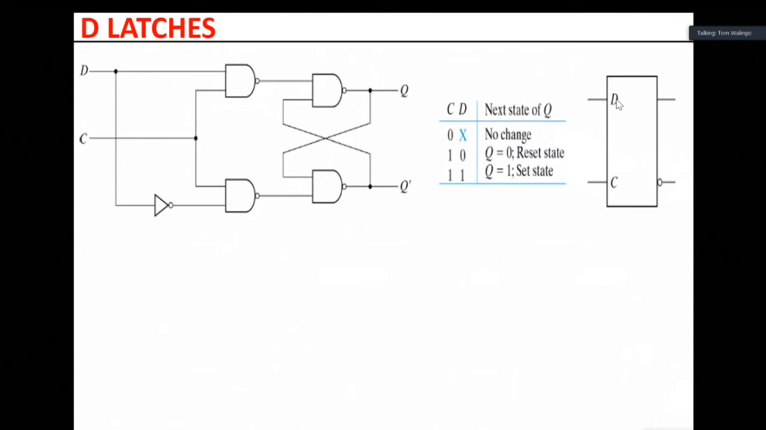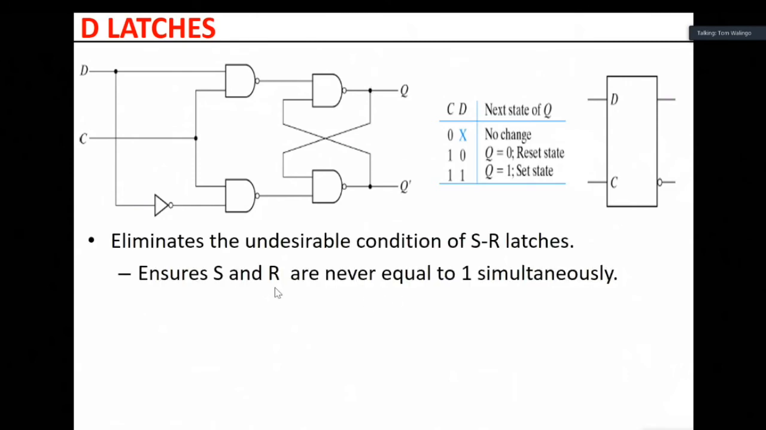That is D. That is C. It's active high. That is Q. That is Q complement. It doesn't have those problems of when they go together at 1 and all that. So we've just been improving. So the D latch eliminates the undesirable condition of SR latches. It ensures that S and R are never equal to 1 simultaneously, like we were told, by negating there.